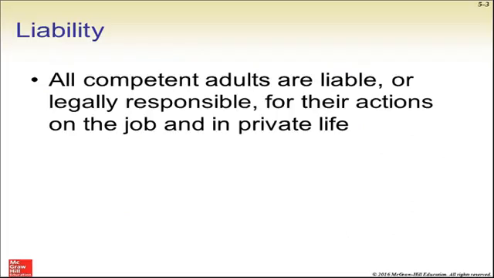Let's start with liability, and it's important to know what that means. A simple definition for you to remember is the legal responsibility of competent adults for their own actions, because we are indeed responsible for what we say and do.